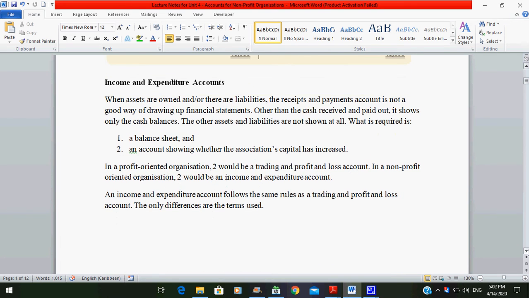In a profit oriented organization, there would normally be a trading and profit and loss account. In a non-profit organization, there would be an income and expenditure account. An income and expenditure account follows the same rules as a trading and profit and loss account. The only differences are the terms used.